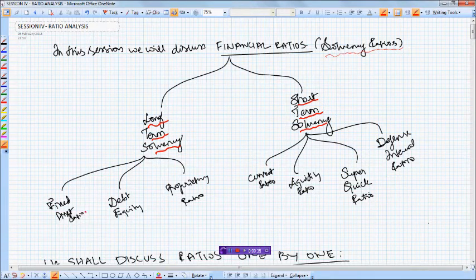Basically, fixed asset ratio, debt equity ratio, proprietary ratio under long-term solvency, and current ratio, liquidity ratio, super quick ratio, defensive interval ratio under short-term solvency ratios. We will see each and every ratio with an example. Okay, number one.